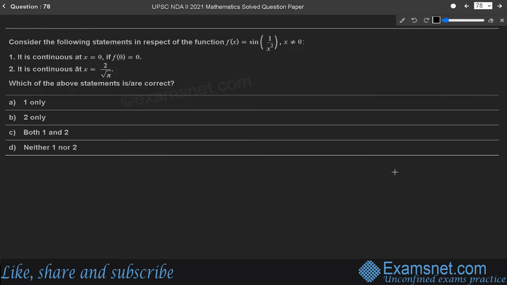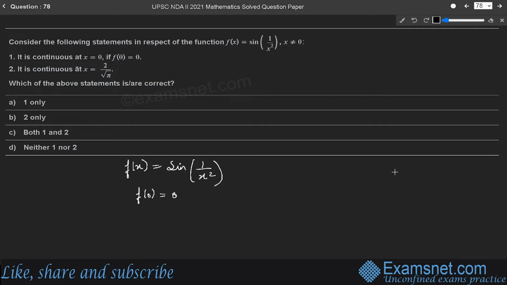Next question is, consider the following statements in respect of the function f of x is equal to sine 1 upon x square and x is not equal to 0. First statement says that it is continuous at x is equal to 0 if f of 0 is equal to 0. So it is given that f of 0 is equal to 0.